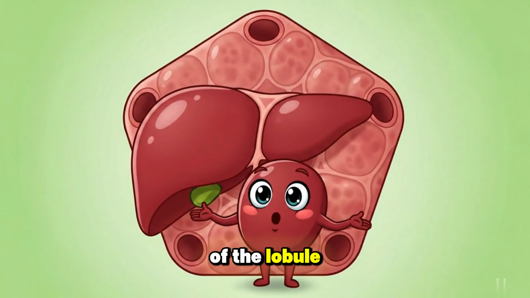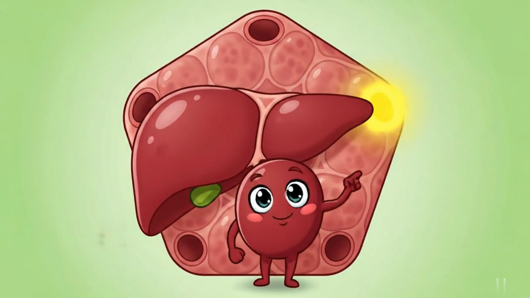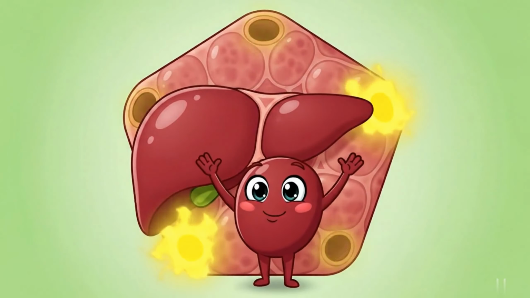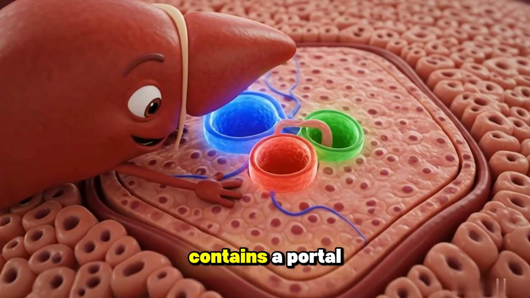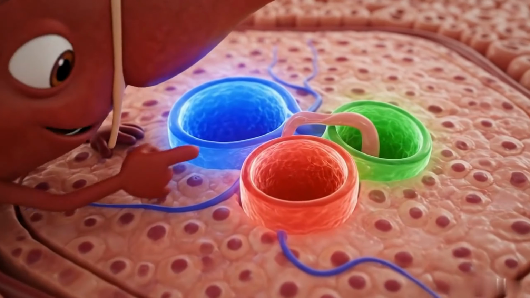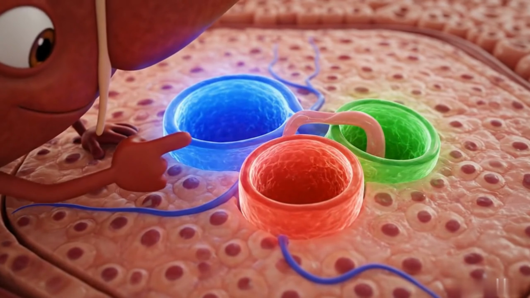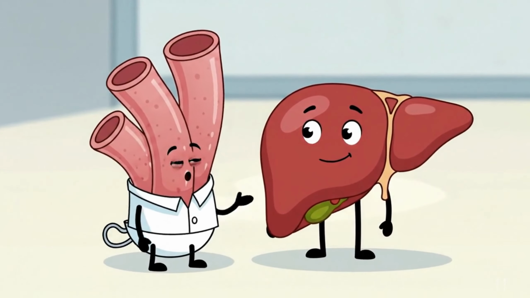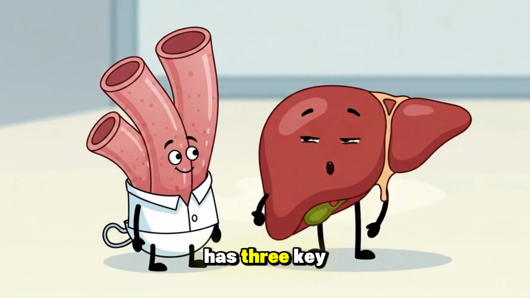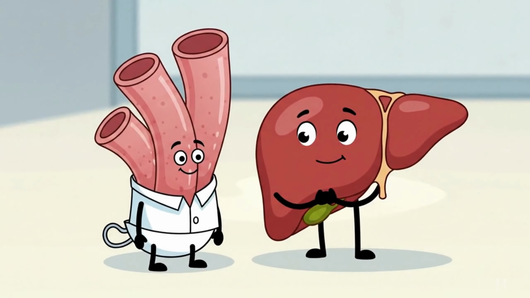At the corners of the lobule are portal areas. Each portal area contains a portal triad. The portal triad has three key components.